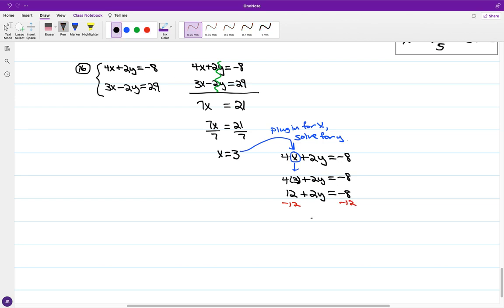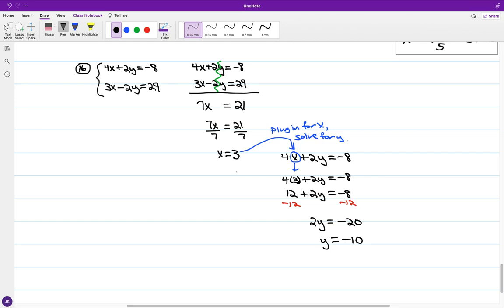So we have that 2y is equal to negative 20. And finally we have a division by 2, and we have that y is equal to negative 10. So you got x at 3, y at negative 10. You can go back and check. 4 times 3 is 12. 2 times negative 10 is negative 20. And 12 minus 20 is equal to negative 8.